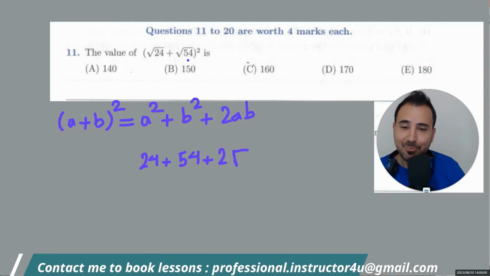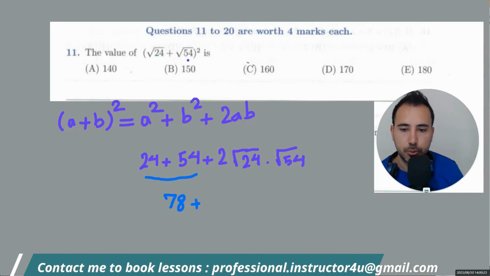Sorry. So the square root of 24 multiplied by square root of 54. Okay, so here, let's see this part. These two together will be 78 plus 2 times. This one, I'm going to write it as the square root of 8 multiplied by square root of 3.